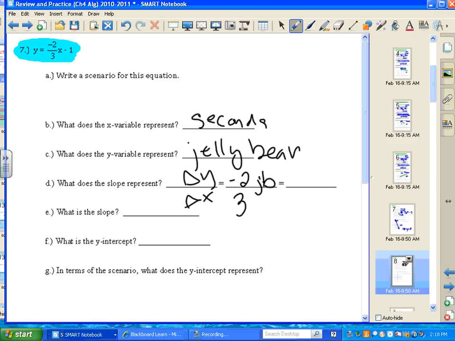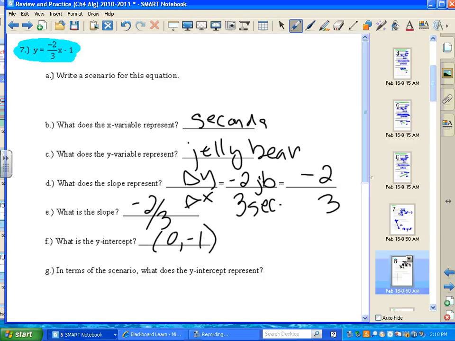We don't know how many he has, but he must have a big bag. In this scenario, what does it represent? I just said that. At 0 seconds, -1 jelly bean, or you could say lost 1 jelly bean. Labeling the axes, this would be second. This would be jelly bean.